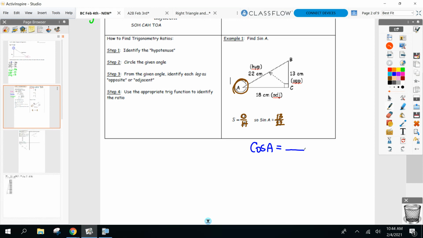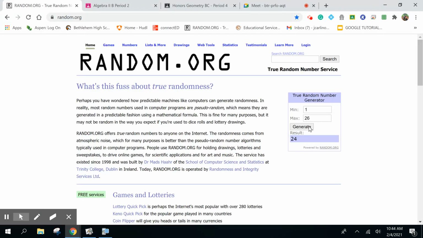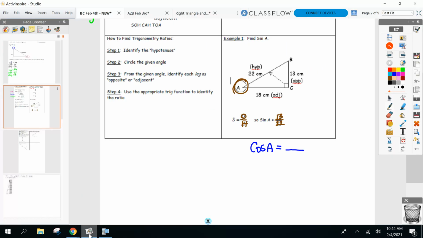All right, first I got to know, are you using SOHCAHTOA or looking up above? What's cosine equal to? What two sides give you the cosine ratio? Zach, cosine ratio is equal to what? 18 over 22. Okay, adjacent, which is 18, over hypotenuse, 22. Good job. Adjacent over hypotenuse.